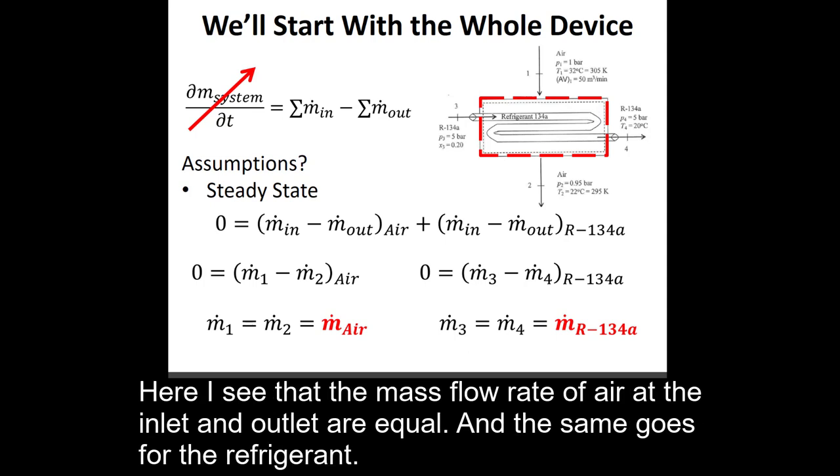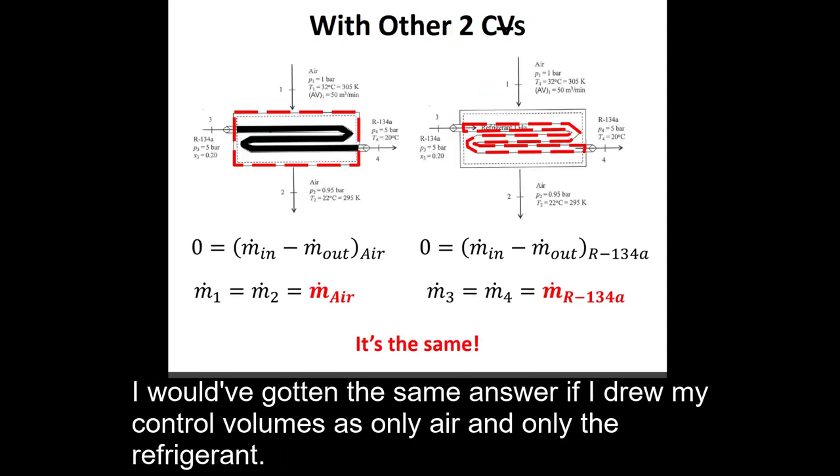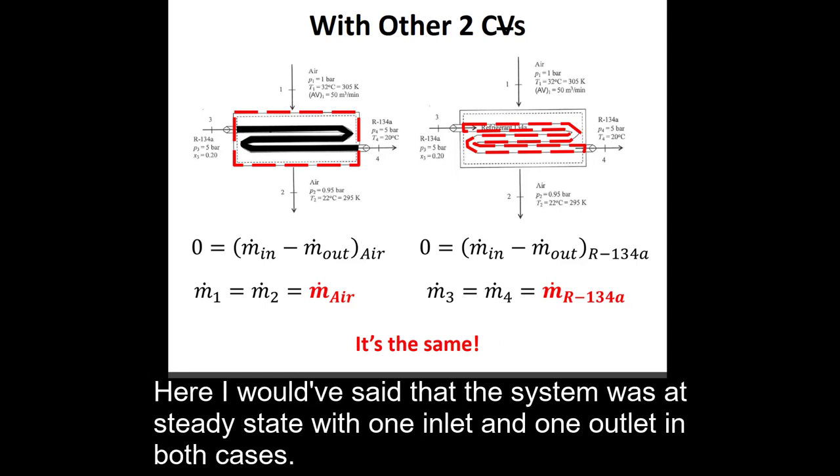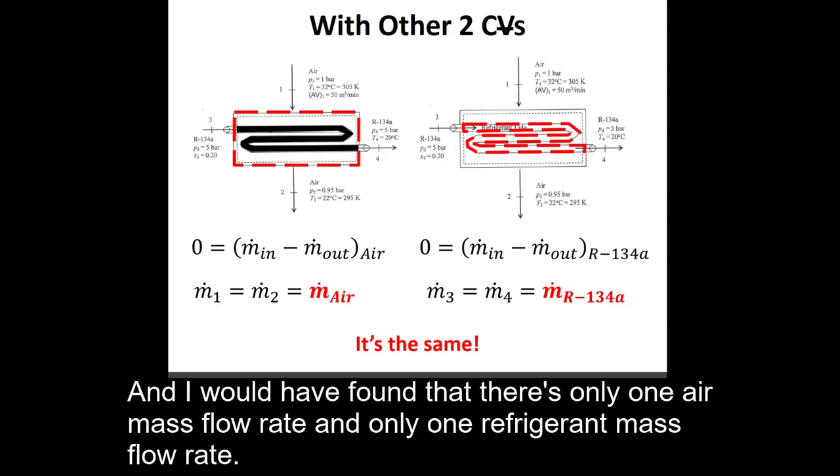Here I see that the mass flow rate of air at the inlet and the outlet are equal, and the same goes for the refrigerant. I would have gotten the same answer if I drew my control volumes as only air and only the refrigerant. Here I would have said that the system was at steady state with one inlet and one outlet in both cases, and I would have found that there's only one air mass flow rate and only one refrigerant mass flow rate.